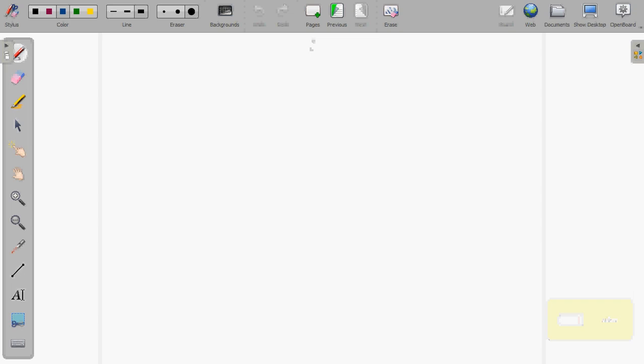I don't know if the screen recorder is recording my little battery warning there or not, but it is.